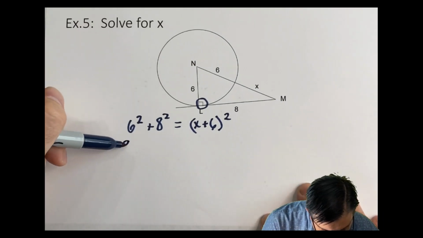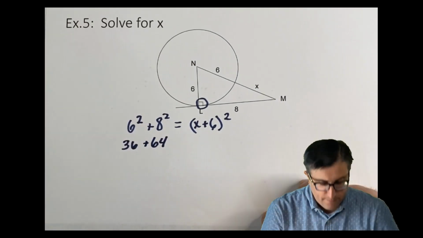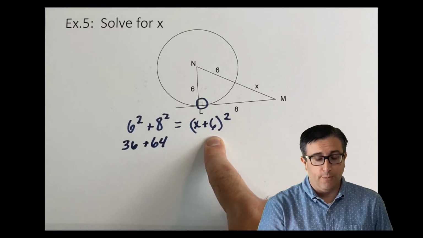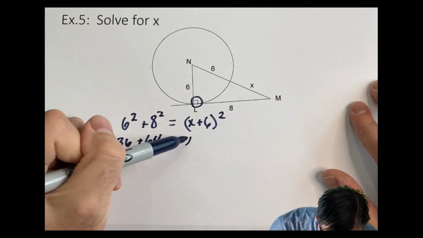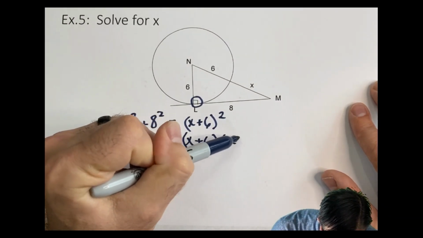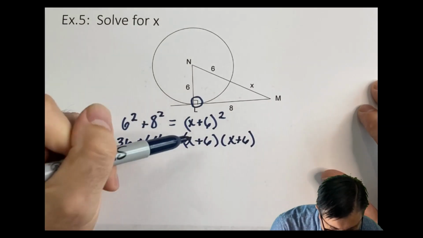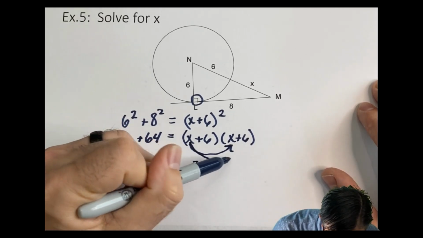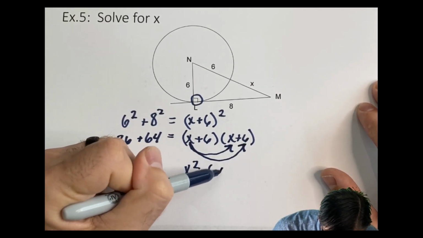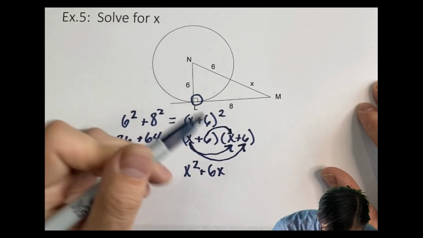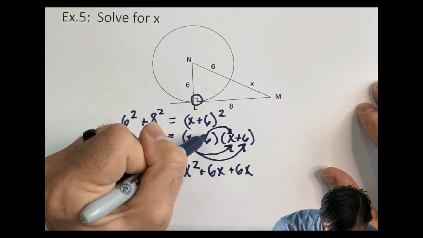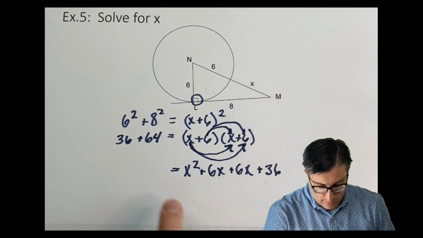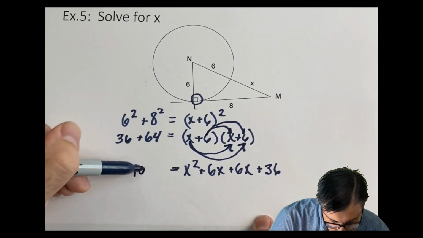Easy part first, 36 plus 64. Hopefully you remember how to do FOIL, first, outer, inner, last, or you could draw Punnett squares. I'm going to use x plus 6 times x plus 6, and I'm going to use FOIL. X times x, x squared. X times 6, 6x. 6 times x, 6x. And 6 times 6, 36. Bring down my 36 plus 64, which is 100.